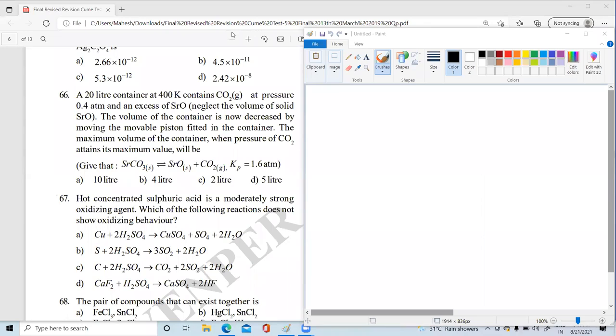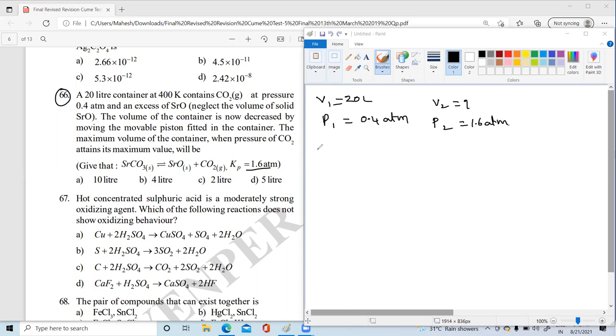Next, students, question number 66. A 20 liter container contains CO2 gas at a pressure of 0.4. So the volume V1 is 20 liters and the pressure P1 is 0.4 atm. Then the volume of the container is decreased by moving the mobile piston fitted to the container. They ask for the maximum volume of the container when the pressure of CO2 attains its maximum, so Kp is P2, equal to 1.6 atm.